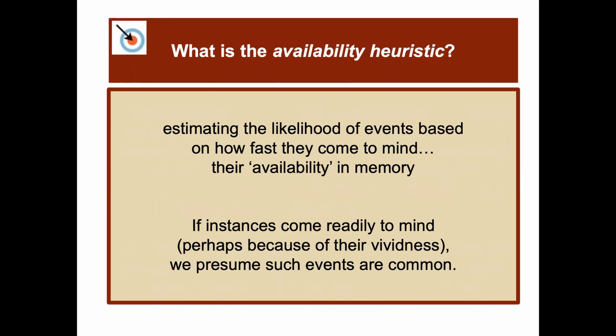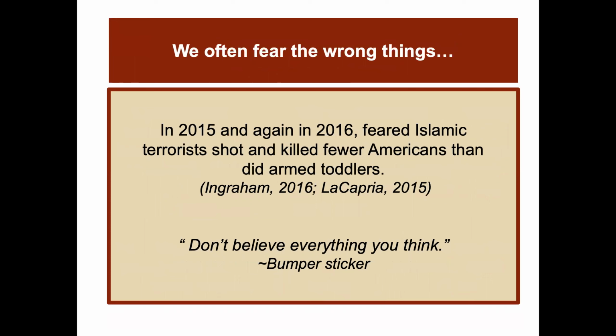So how about the availability heuristic? It's estimating the likelihood of events based on how fast they come to mind, their availability in memory. If instances come readily to mind, perhaps because of their vividness, we presume such events are common. We often fear the wrong things. In 2015 and again in 2016, feared Islamic terrorists shot and killed fewer Americans than did armed toddlers, right? But it's so vivid in our mind, these things, right? It's so vivid and so available in our memory that we have more fear about those kinds of things.